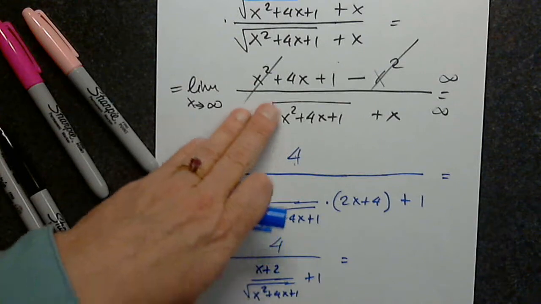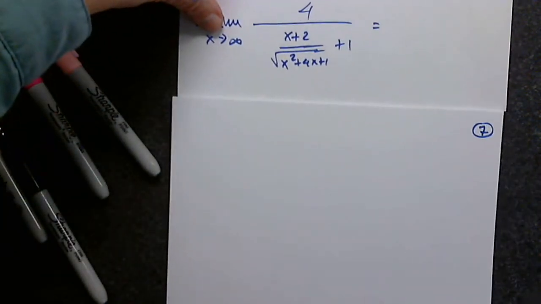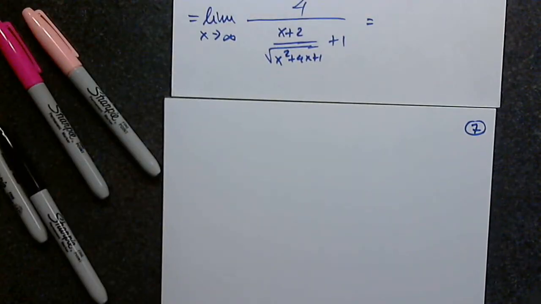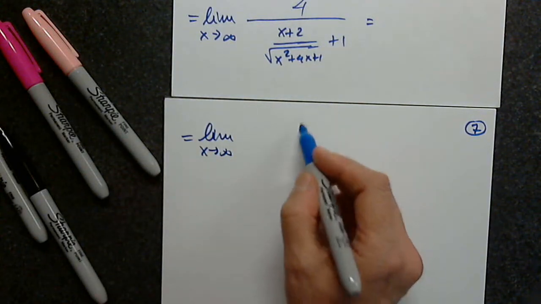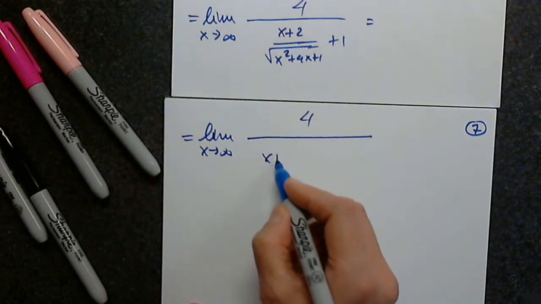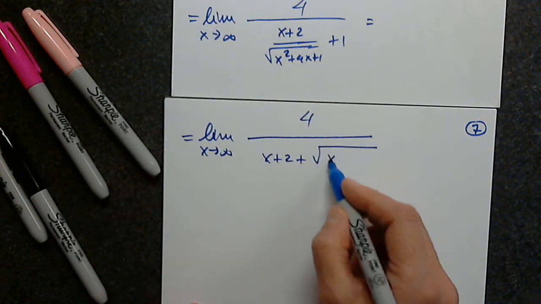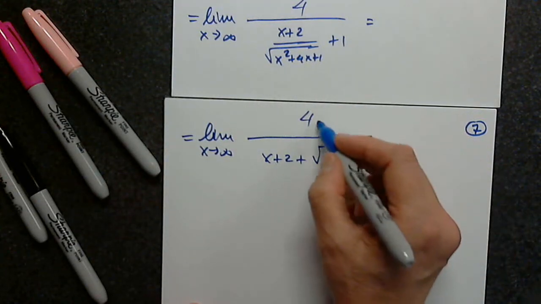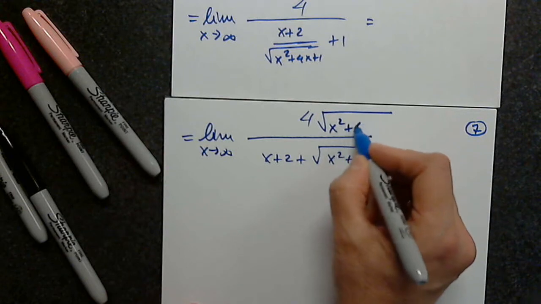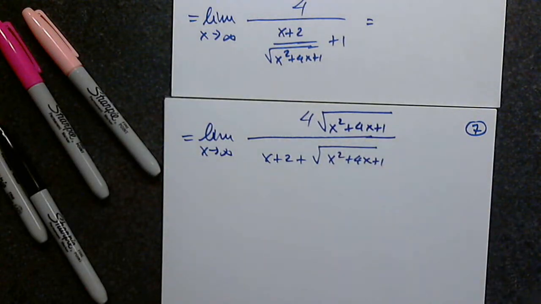For now, I can already say I would have preferred to factor. I would have simplified by now. But we want to see what works and how it works with L'Hopital's rule. So limit as x approaches infinity, I still have 4 over x plus 2 plus the square root of x squared plus 4x plus 1, everything divided by the square root that I'm going to put at the top. It turns into a mess. That's what I said. Why is it a mess?